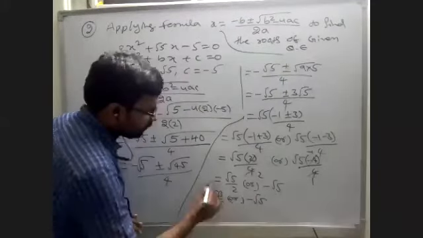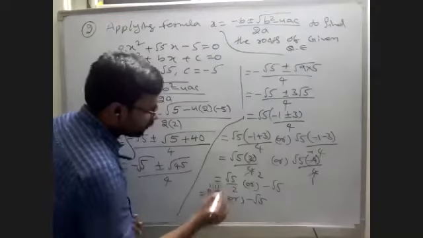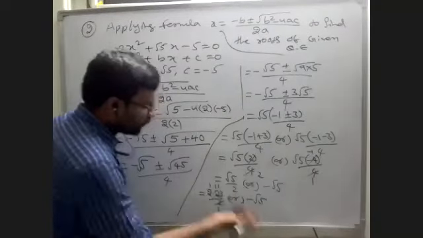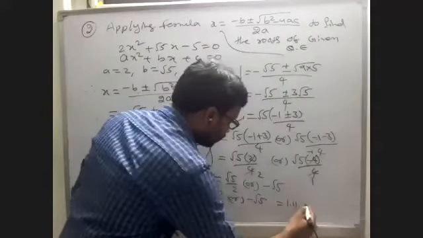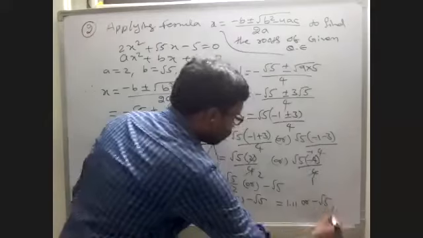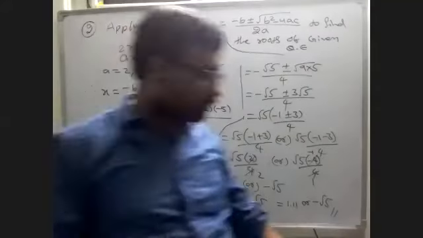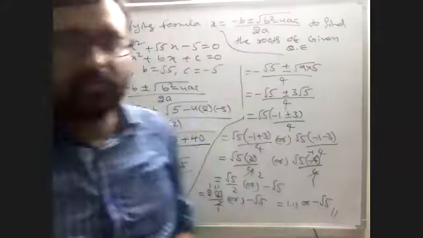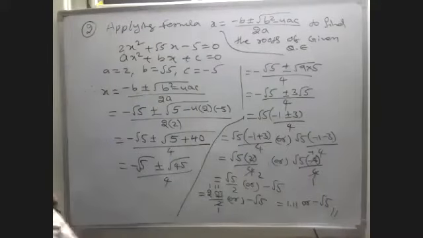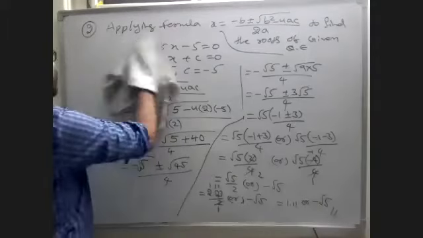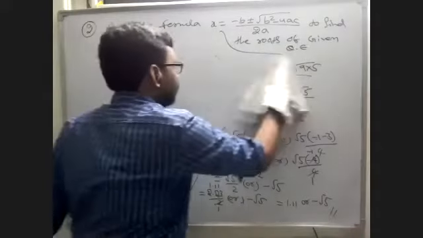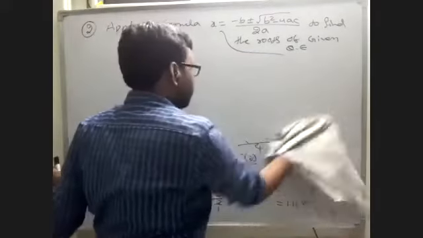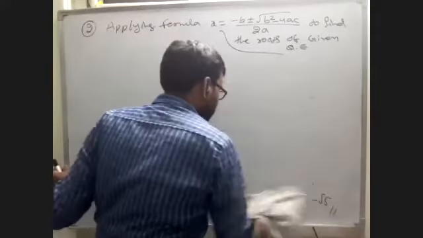Now cancel: 2 1 ja, 2 1 ja, 0.1 ja, and 2 1 ja, 0.5. That is 1.11, that is enough. So the values are 1.11 or minus √5. These are the roots. By using what do we find the roots? By using formulas. Which formula? x is equal to minus b plus or minus root over b square minus 4ac by 2a.